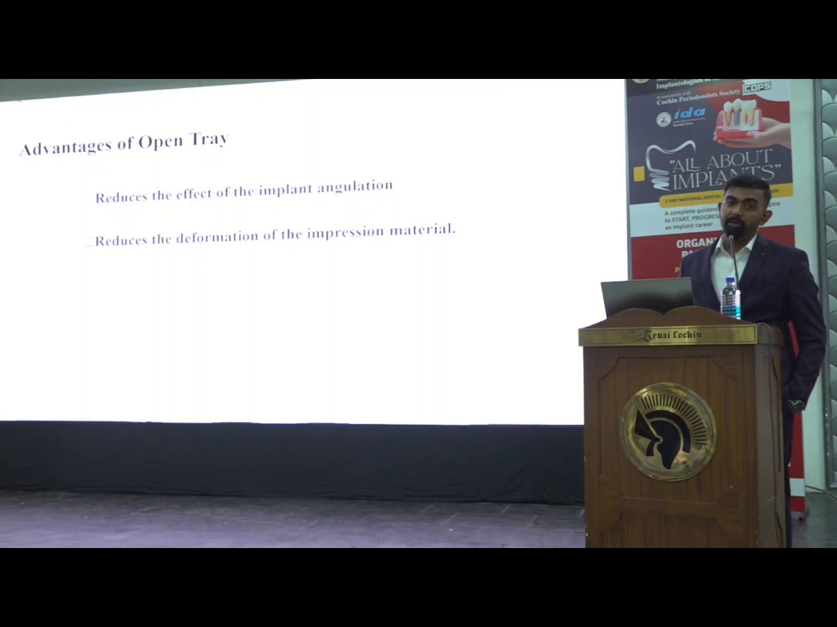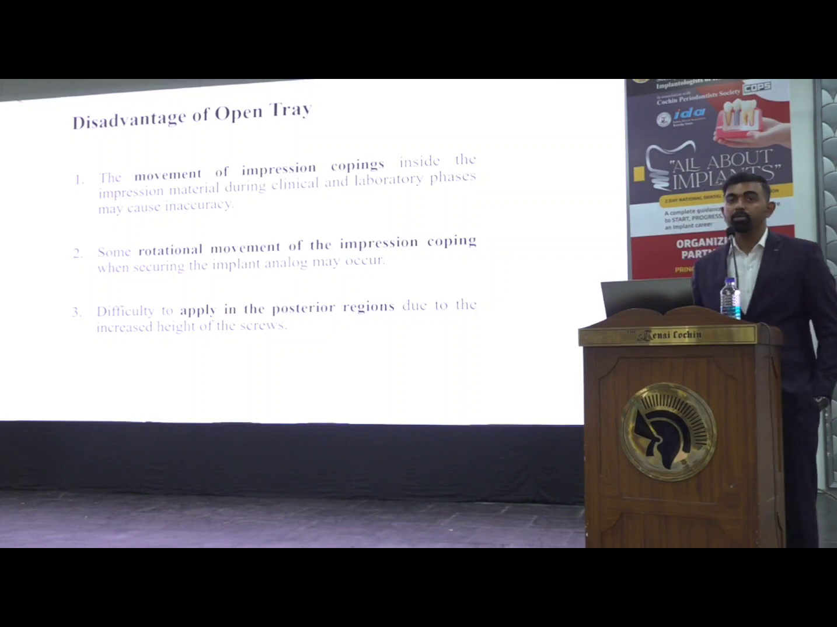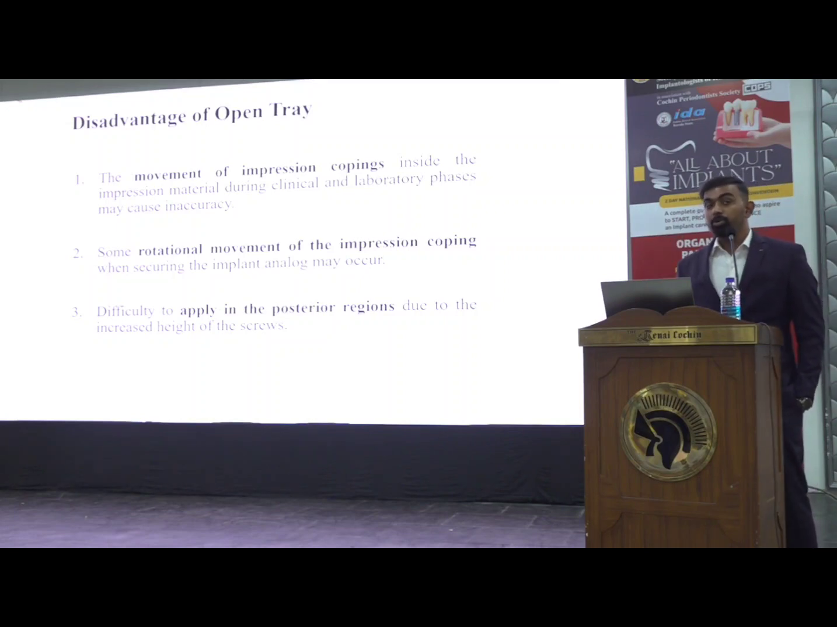And what are the advantages of open tray? Reduces the effect of implant angulation, reduces the deformation of impression materials. And the main disadvantages of open tray impressions are movement of impression copings inside the impression material, which may result in improper cast. Then rotational movement of the impression coping while securing with the lab analog, which also results in a faulty cast. Then, because of its long screw, posterior region impression making is very difficult.